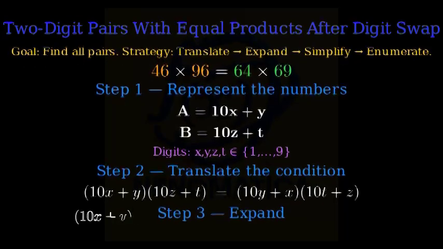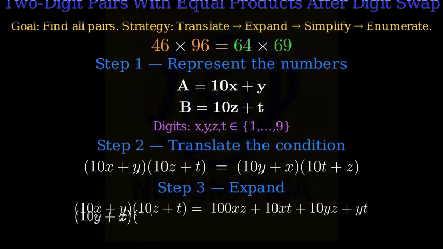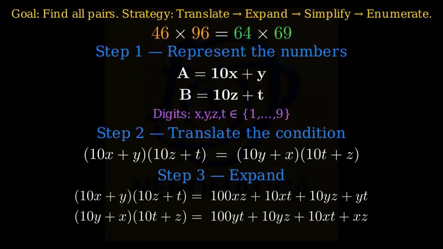Step 3. Expand both sides. Collect like terms. On the left, we get 100xz plus 10xt plus 10yz plus yt. On the right, we get 100yt plus 10yz plus 10xt plus xz.